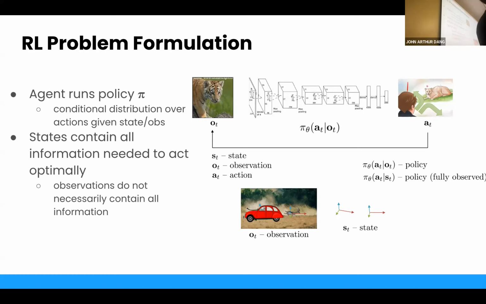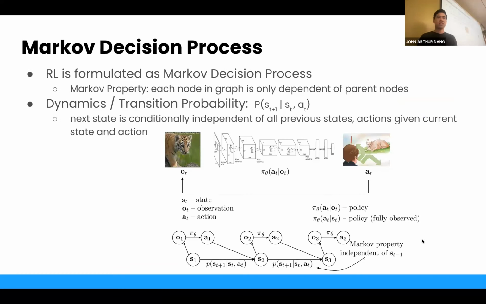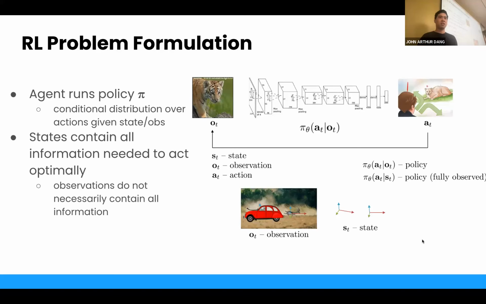Are there any questions on this formalism? Yes. So what exactly do you mean here by a distribution of possible actions and things like that?